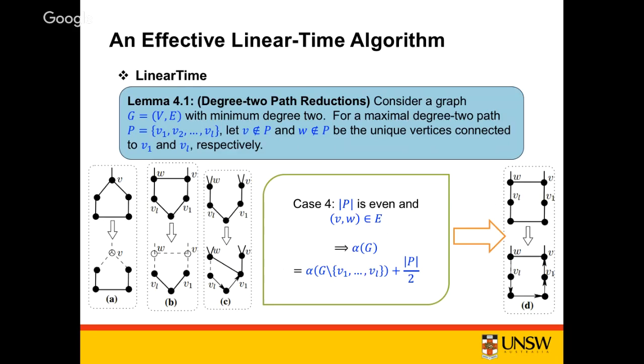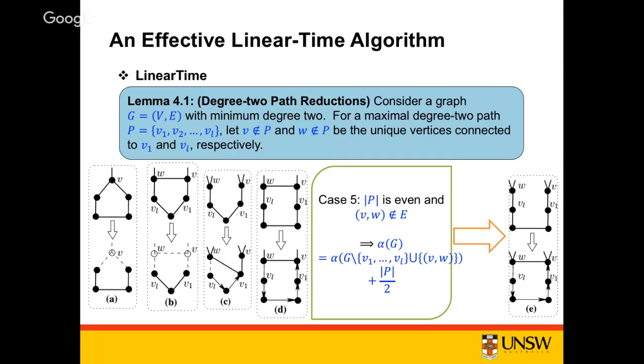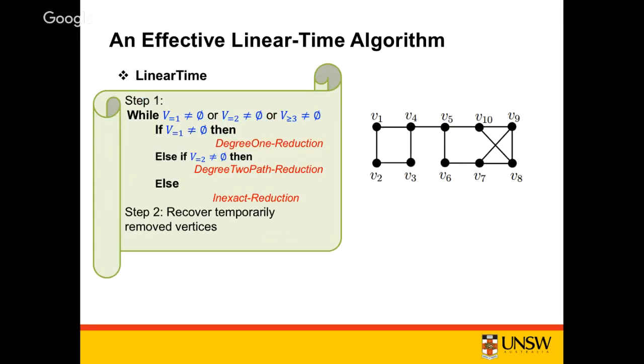So the fourth case is also similar, but here the length is even, and for this case we just remove this path from the graph. And for the fifth case, it's similar to the fourth case, but there's no edge between V and W. Then we add an edge between V and W, and then apply this fourth case.